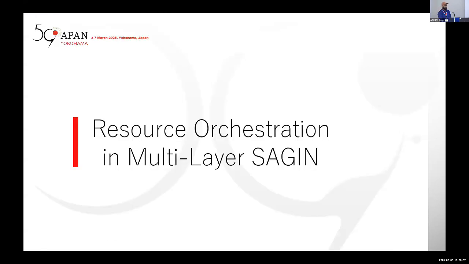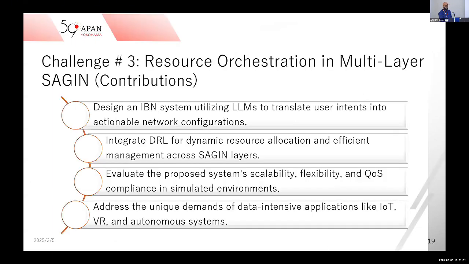The third problem that we faced was related to resource orchestration in multi-layer SAGIN. We faced a couple of challenges for this, and this was our contribution. Actually, these are the three challenges handled by different groups in our network convergence lab, and they have provided solutions based on that. That covers some architectures, some solutions, and also some graphs in the form of solutions.